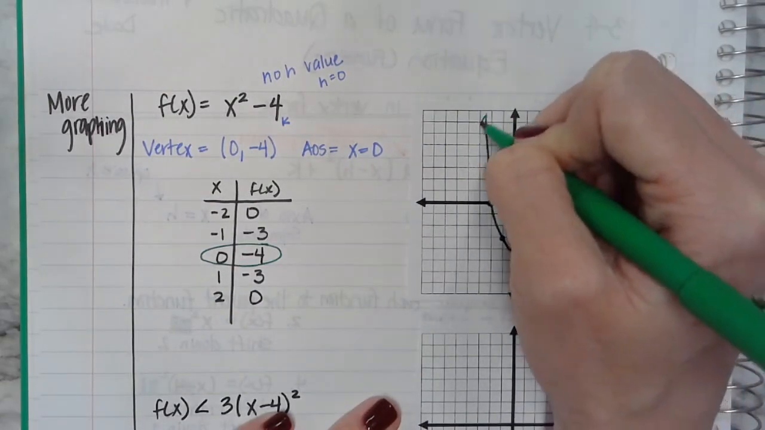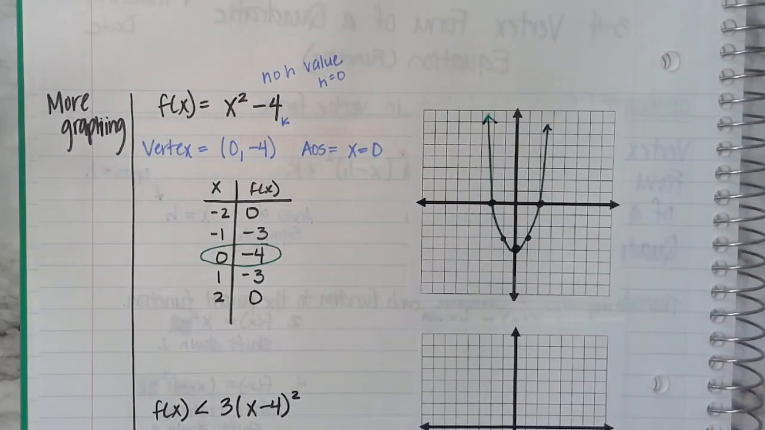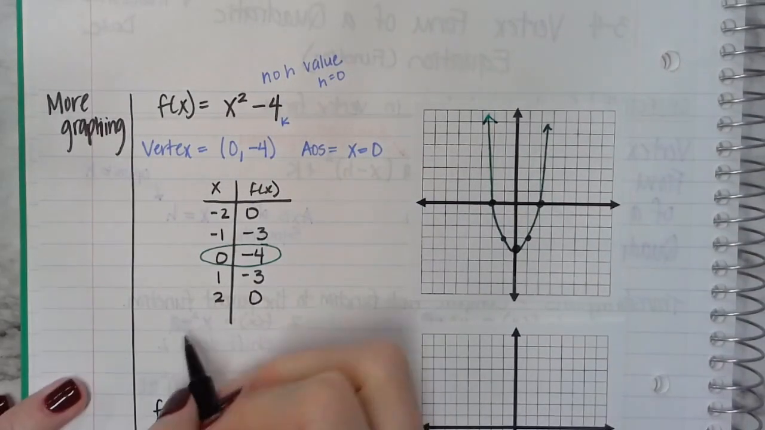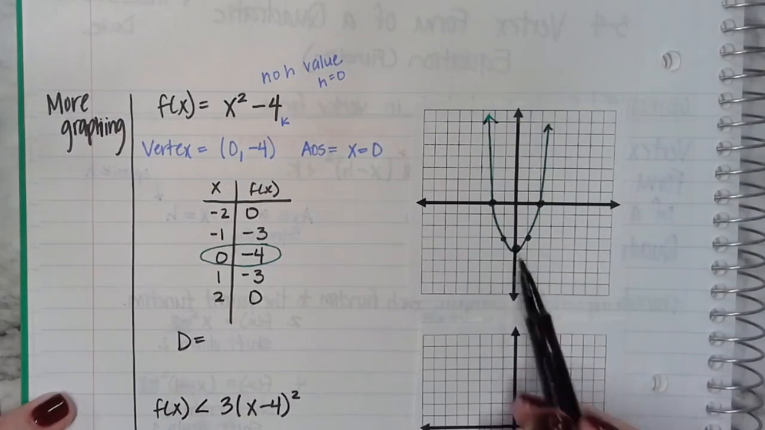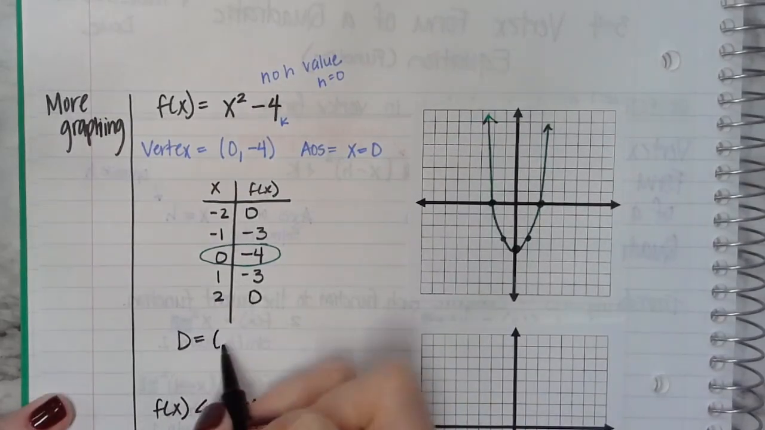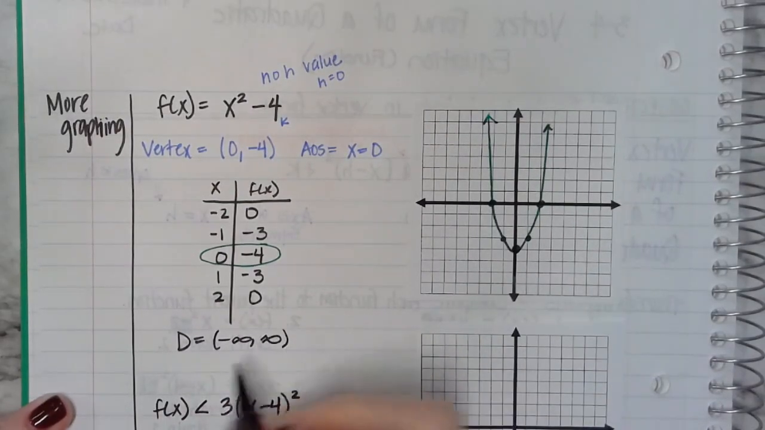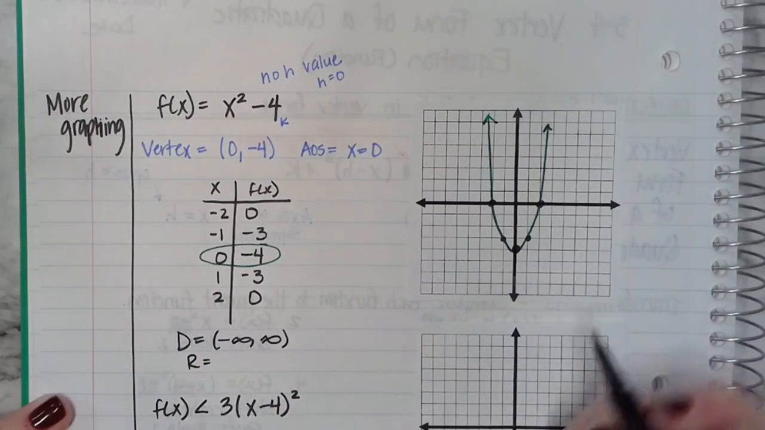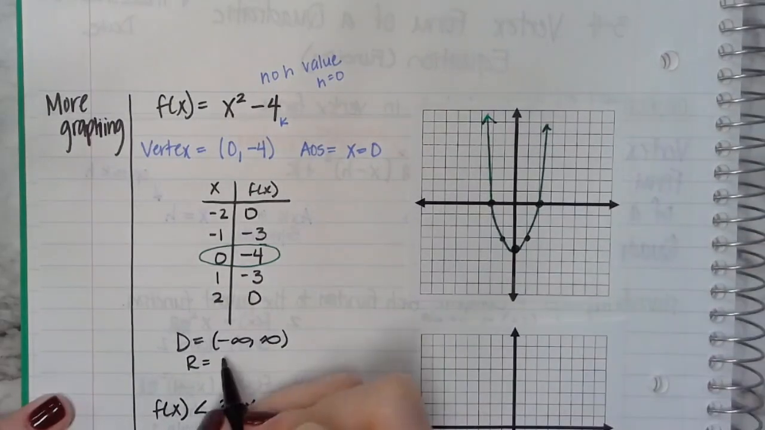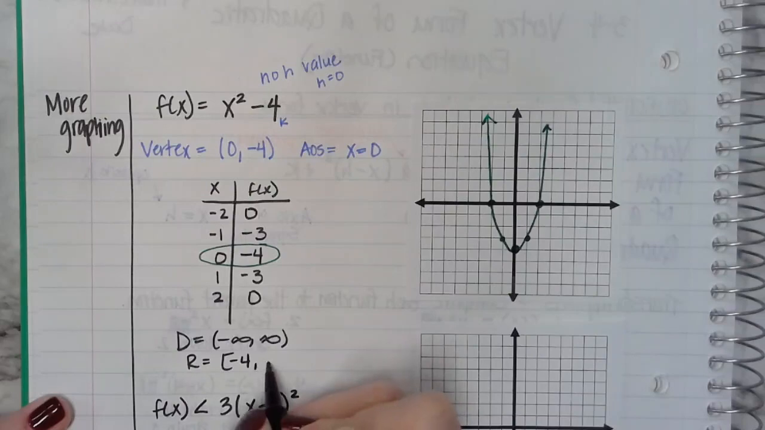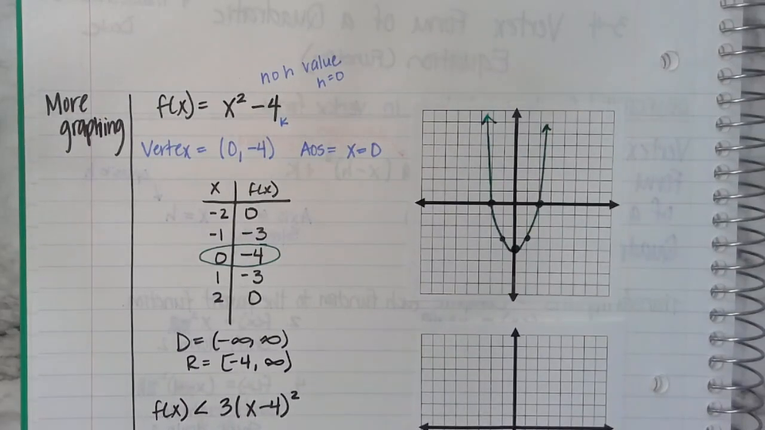Put some arrows. Our domain, well, left to right, negative infinity to positive infinity, always for quadratics. And our range, bottom to top, so bottom is negative 4, and top is infinity.